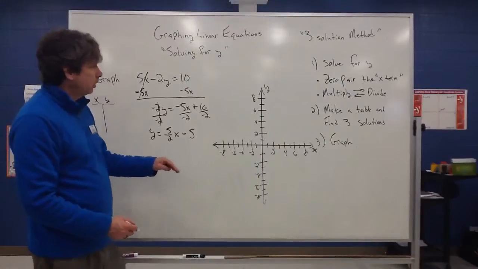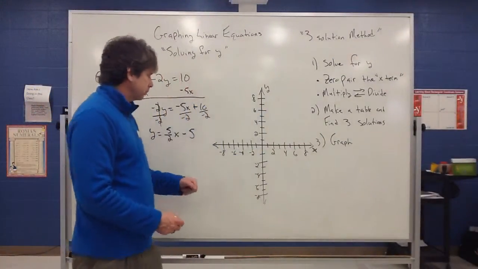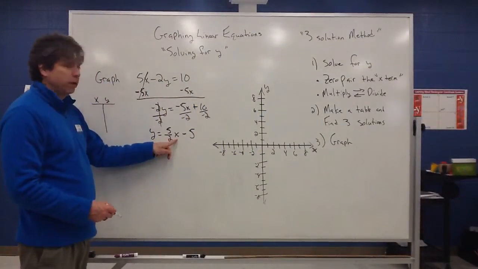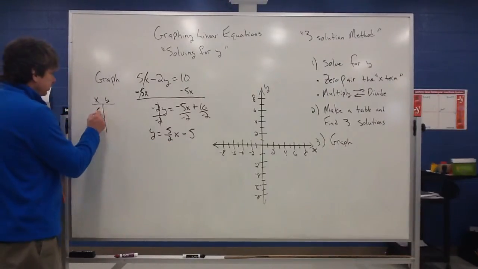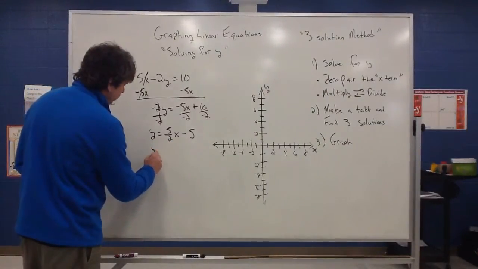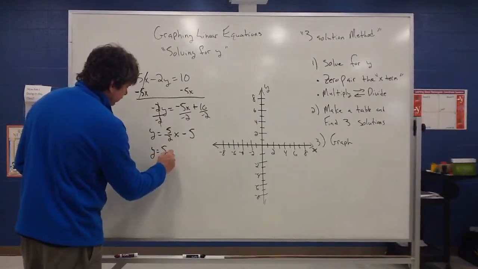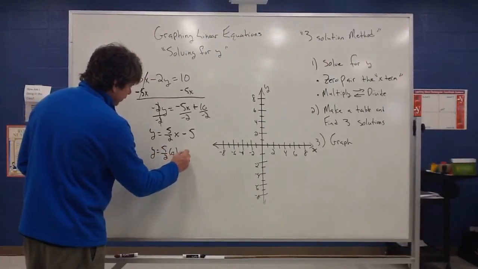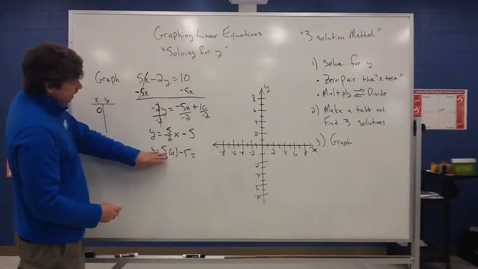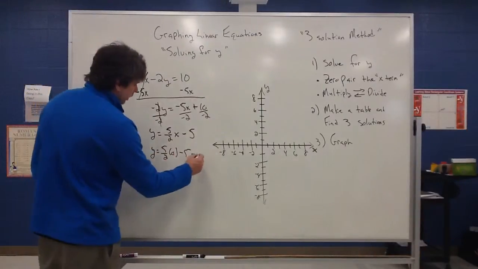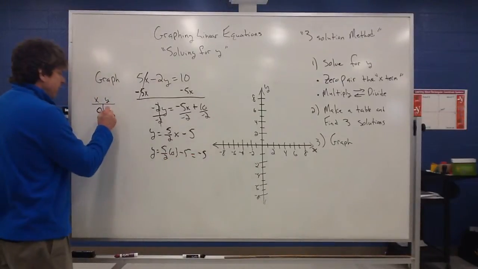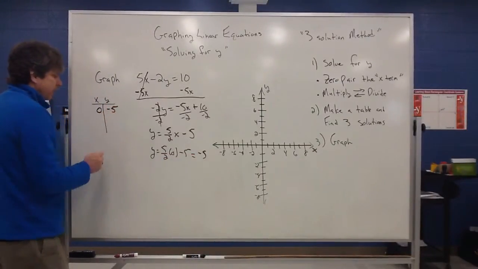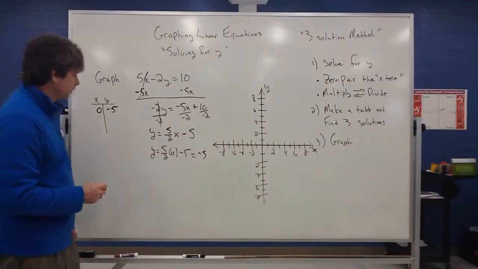Now I want to make my table. So again, to make my table, let's pick easy values. 0 is always good. Put 0 in. We have y equals 5 halves times 0 minus 5. So 5 halves times 0, 0 is out. So negative 5 would be my solution. So 0 went in, I came out with a corresponding y value of negative 5, so that's a solution.